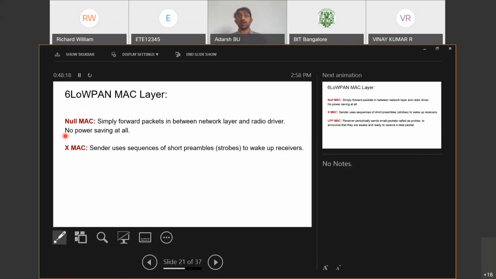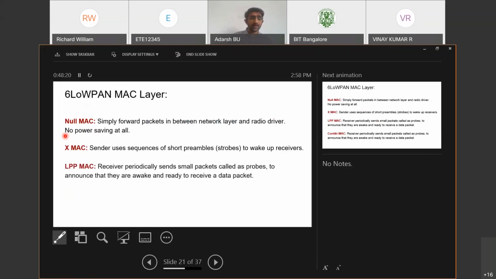There's one more thing that is called low power probing. That's LPP MAC, low power probing. Here, the receiver periodically sends. In this case, I'm the one who is supposed to transmit the data, but I'm quiet. So I'm not sure at what time you, as a receiver, will be awake or in sleep mode. So as a receiver, you will wake up and you will send some kind of probes to me.